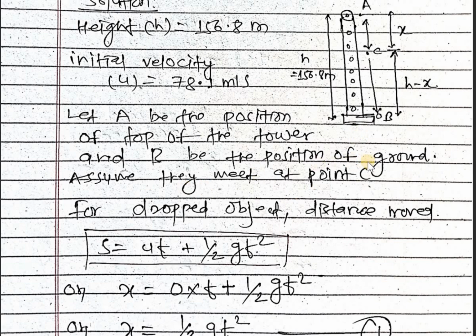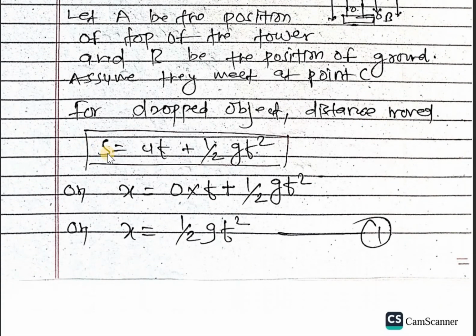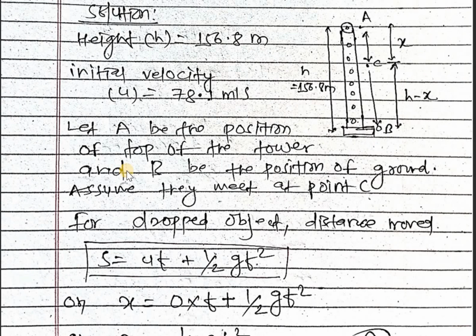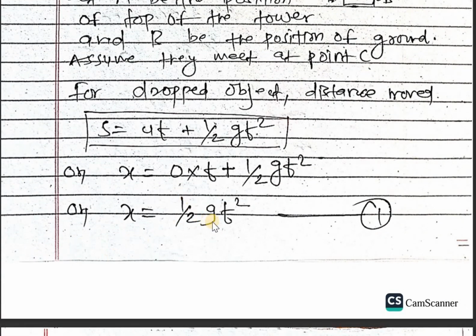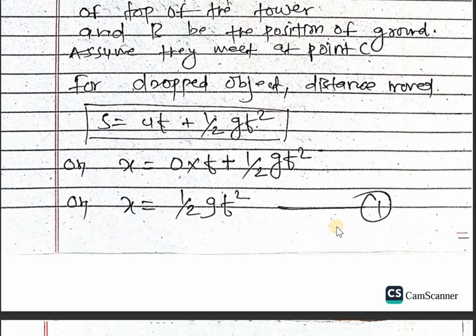And assume they meet at point C. A and B meet at point C. For the dropped object, the distance moved equals, we know the distance formula S equal to ut plus half gt square, and u is initial velocity which is 0, so u into 0 plus half gt square. Therefore this S is x, so x equals 1 by 2 gt square, this is equation 1.